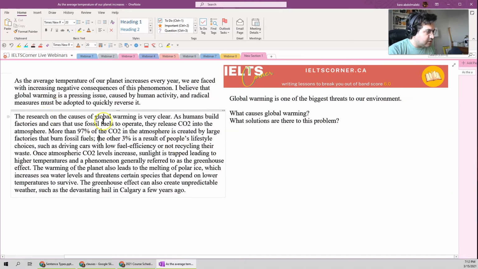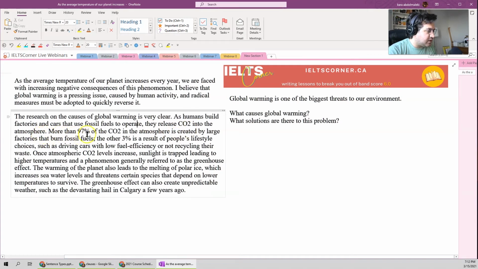And let's analyze the sentences. "As humans build factories and cars, so..." Here these are two subordinate clauses. One starts with "as," and then the other one is a noun clause, "that use fossil fuels to operate." And then the main clause is "they release CO2 into the atmosphere," so that's a complex sentence.